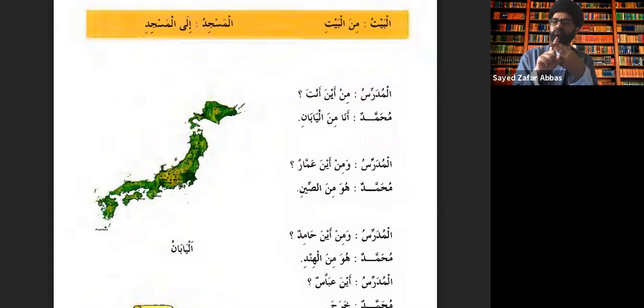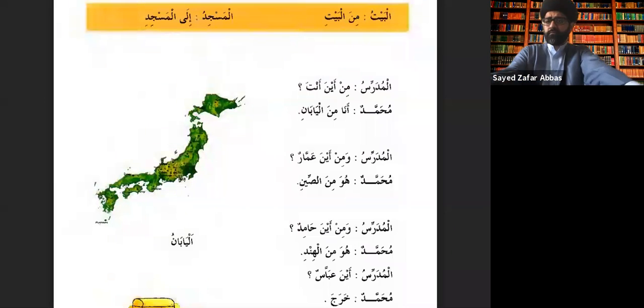Now we're being introduced to two more harf, and that is min and ila. So from and to, or to and from. Ila is to, and min is from. Again, to and from, just like they're used in English, are words which connect one word to another word. So that's why they're called harf.